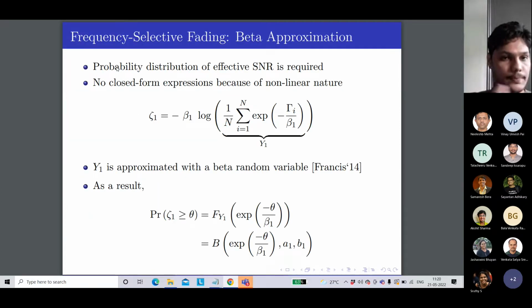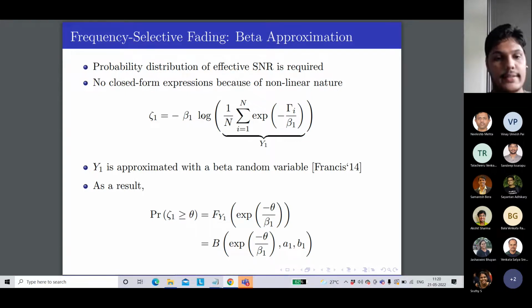First, we saw that for achievability, we need the CDF of the summation of SNRs. In frequency selective fading, we have the effective SNR. We saw how to compute the effective SNR. We need the distribution of that effective SNR. But there are no closed form expressions because of its nonlinear nature. So to solve this problem, we use an approximation: the term inside the logarithm is approximated with a beta random variable.